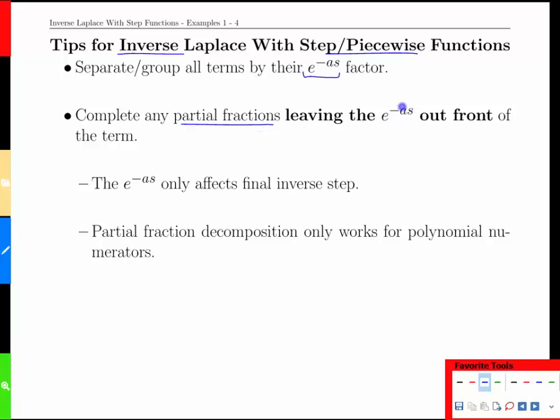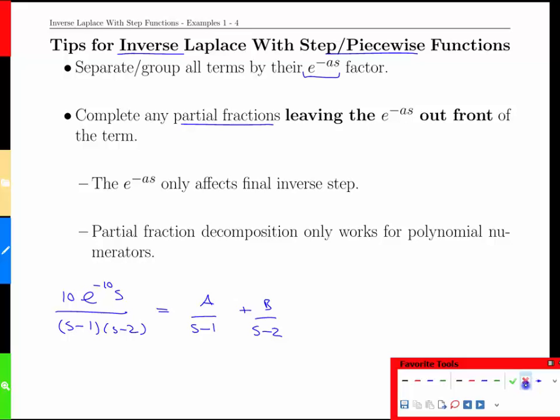they use the exponential in the partial fractions. I've seen this, I can't tell you how many times. This over s minus 1, s minus 2 equals a over s minus 1 plus b over s minus 2. That is, what's the word? Wrong. You can't do that. Partial fractions only works if we're decomposing polynomials over polynomials.